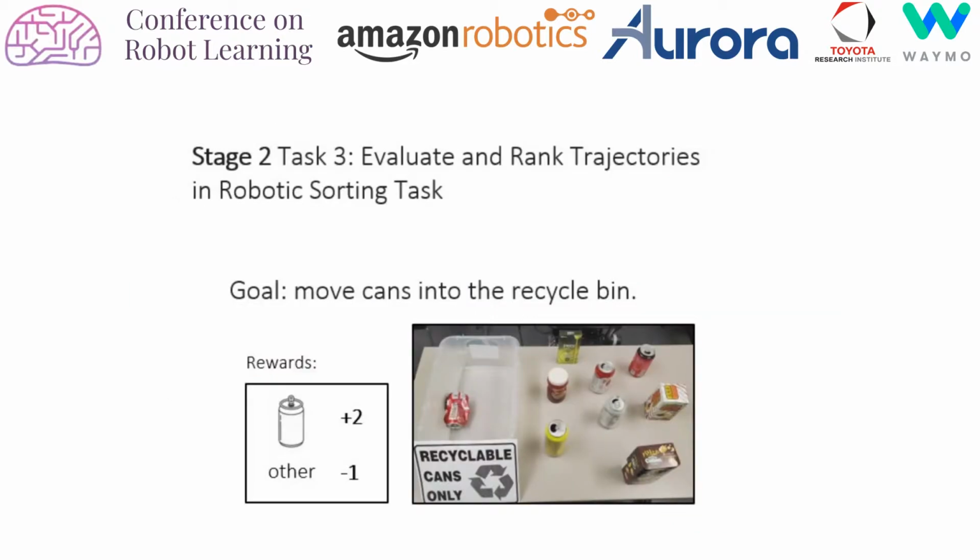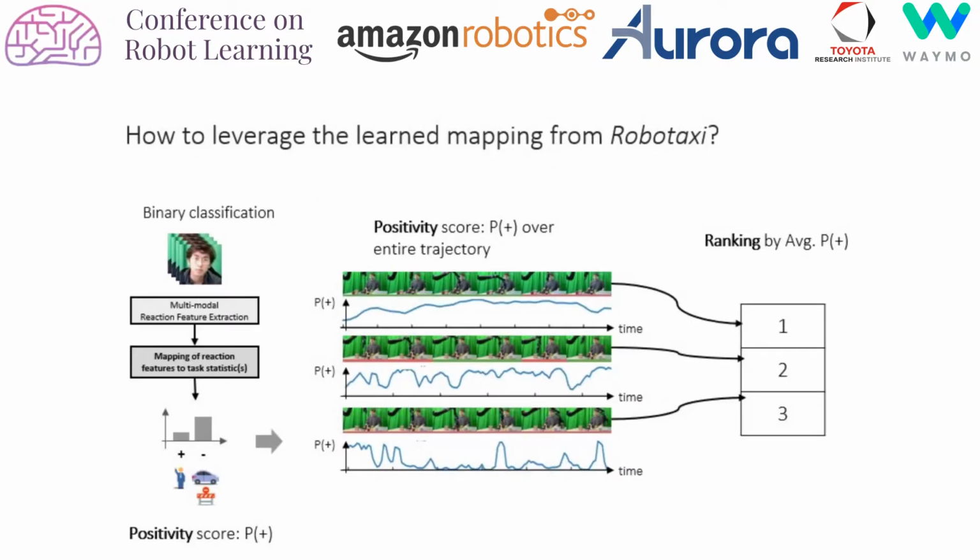In this task, the human observer earns $2 when a correct object is moved into the trash bin, but is penalized by $1 if a wrong object is placed instead. The robot's action differs a lot from the Robotaxi agent's action. Therefore, we modify the network to output a positivity score for a given window of reactions, average the predicted score across the entire trajectory, and use that to rank different trajectories.